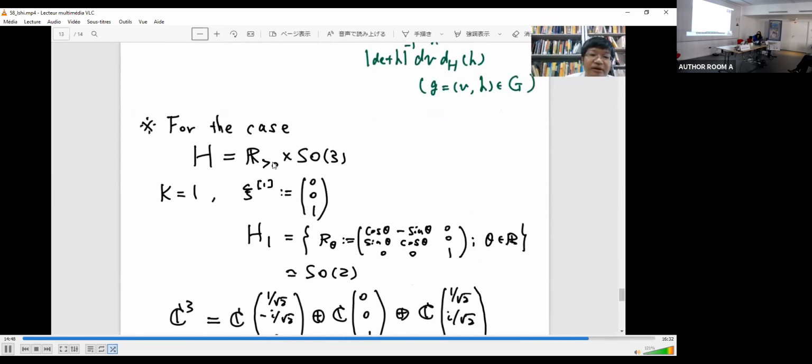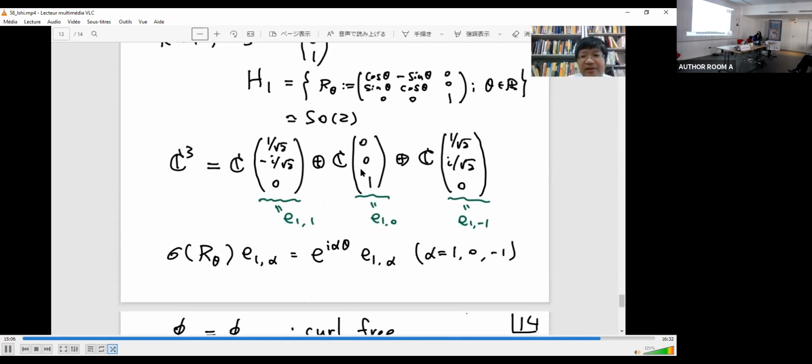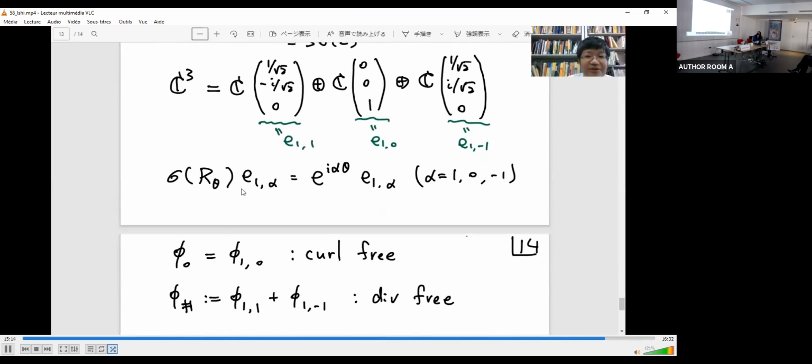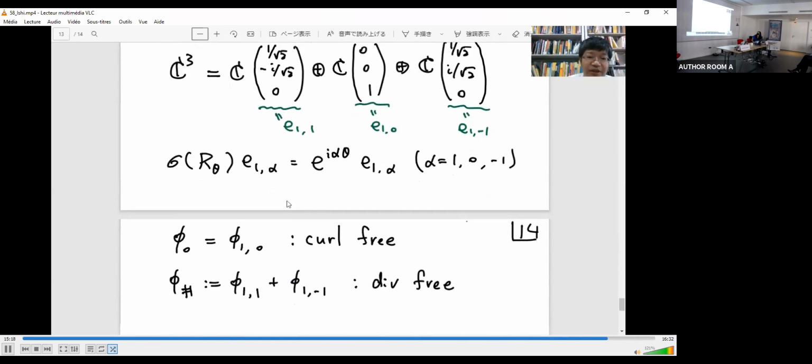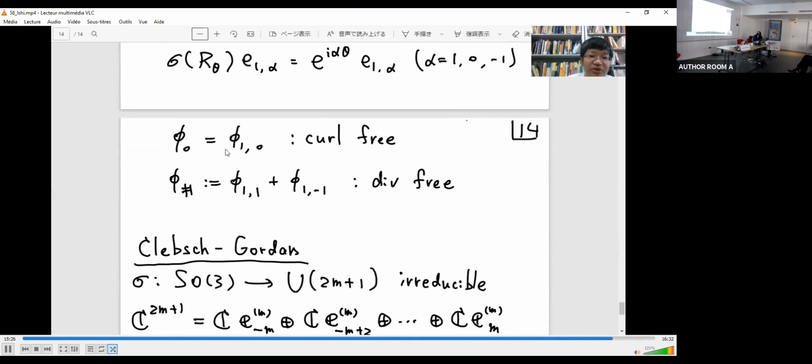For the case where H is the positive times rotation group, there exists one orbit through (0,0,1), and the stabilizer is SO(2). And then C^3 is decomposed into three one-dimensional representations spanned by these unit vectors, and these unit vectors are simultaneous eigenvectors of SO(2). And from these unit vectors, we can construct our continuous wavelet transform, and then phi_0 is defined from (0,0,1), and phi sharp is the summation of these. Eventually, these are curl-free and divergence-free vector fields.